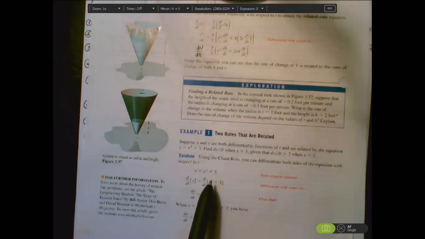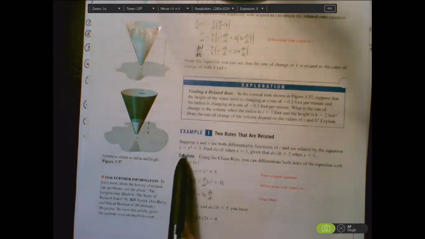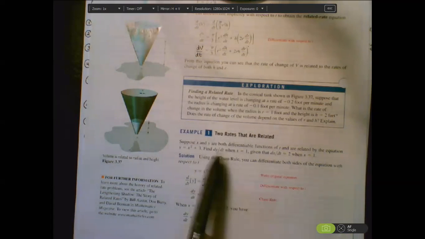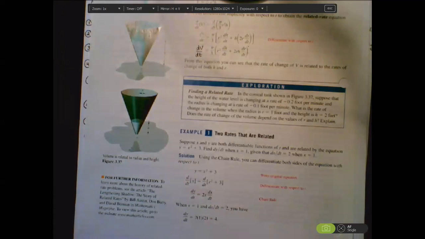All right, so this is just a parabola. Play like this is a marble rolling along a parabola. And dx over dt would be how fast the marble is moving horizontally. dy over dt is how fast the marble is moving vertically. And how fast it's moving vertically depends on how fast it's moving horizontally.